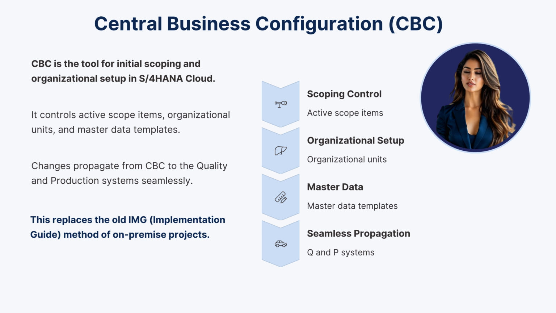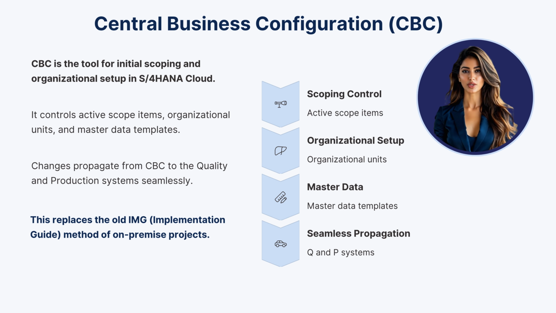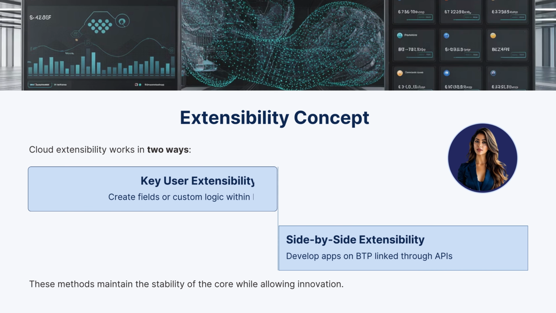Central Business Configuration, CBC. The CBC tool replaces the traditional Implementation Guide, or IMG. It defines project scope, activates business processes, and establishes organizational structures. When configuration changes are made, they automatically flow from CBC into the quality and production tenants, maintaining version control and transparency across environments.